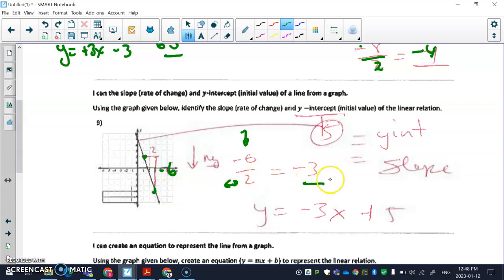Anyway, so the rate of change is the slope. The rate of change or the slope do the same thing is -3, and you know it's negative because you're going down. That's another thing. And the initial value was 5 because that's where I started off with.